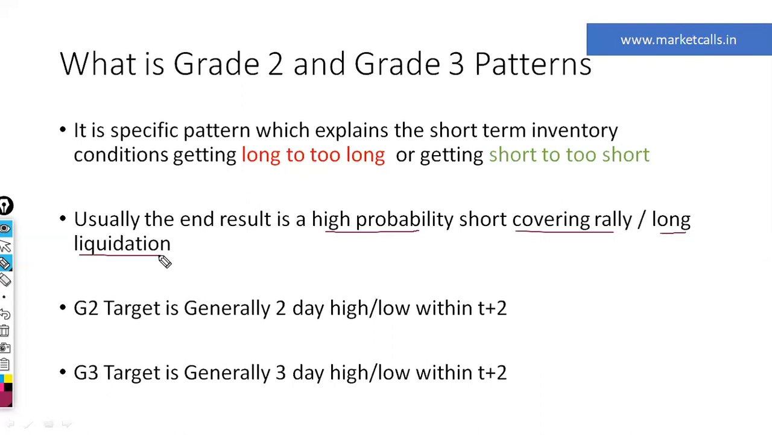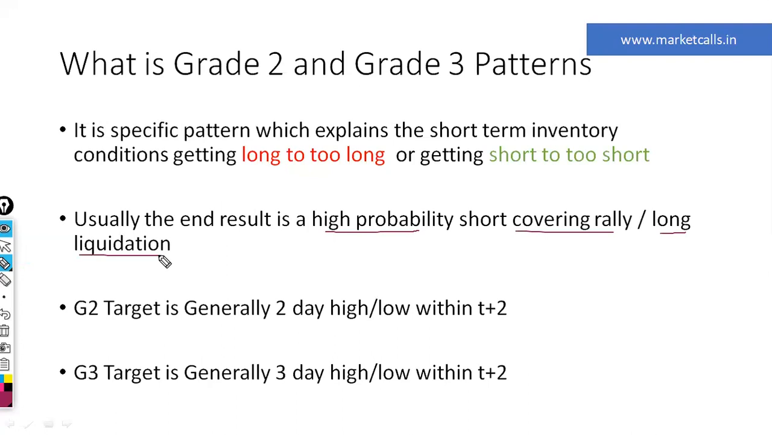We'll be using grade 2 and grade 3 patterns in tandem with the Bell Trend Analyzer. It's kind of a price oscillator, a smooth oscillator. So G2, G3 we'll be watching out on a 30-minute scale, and the trend analyzer we'll be watching on a daily scale.